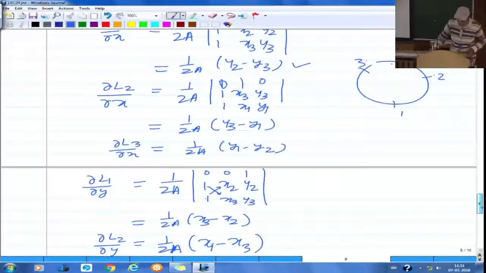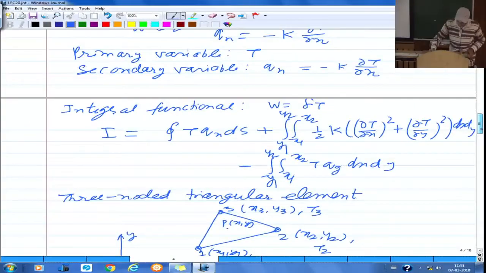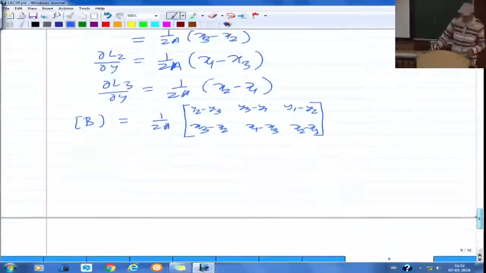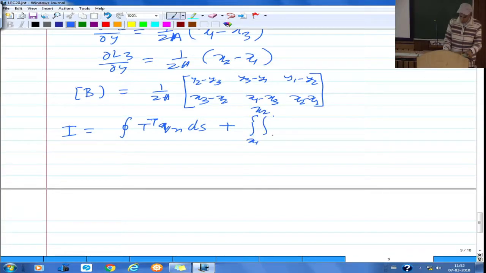So, now we need to substitute this in the integral functional. The way I have written this integral functional, we will have to rewrite it slightly so that the matrix-vector multiplication is consistent. So, this term you can write as T transpose into Qn, and then we rewrite the integral functional I again. I you can rewrite as first the cyclic integral, T transpose into Qn ds, and then the domain integral, so plus integration from x1 to x2.